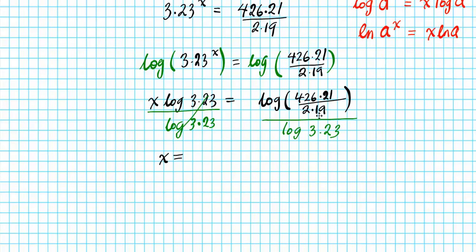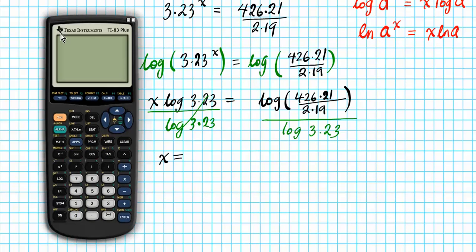Now you have to be really careful about entering this correctly in the calculator. We have two logarithms here. The logarithm in the numerator has a quotient as its logarithmic argument, so you want to pay close attention to how you group your entries. Okay, so let me show you how to do it. So we have log of 426.21 divided by 2.19, close that, okay? Divided by log of 3.23.